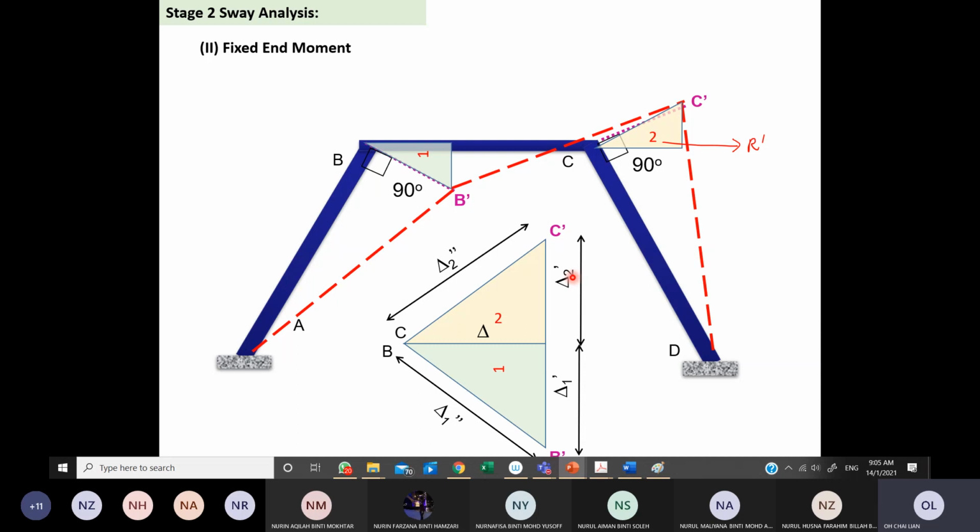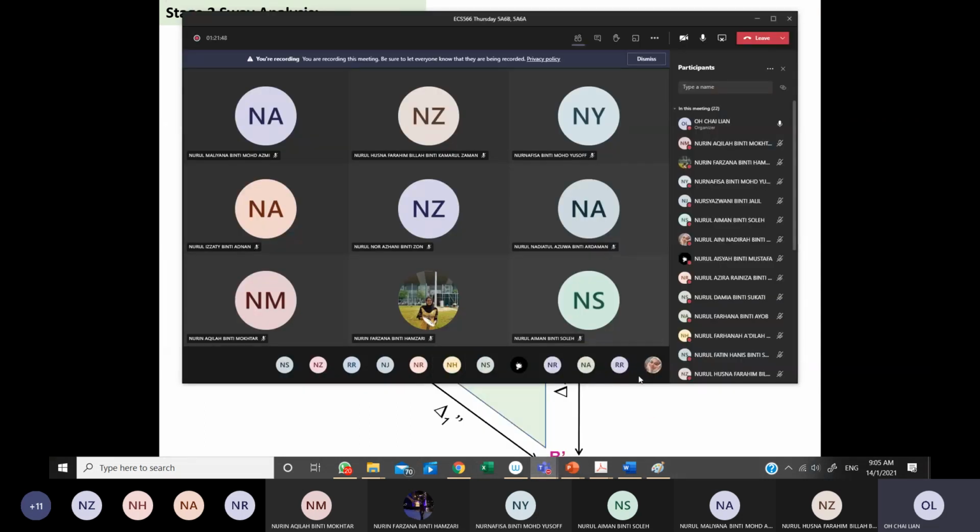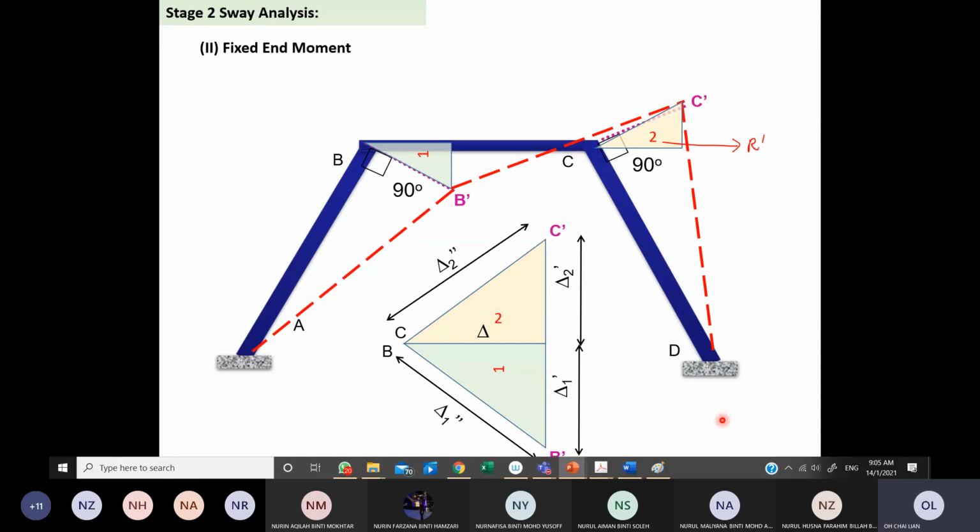I have also put the number 2 here, but because this is symmetrical in terms of geometry, this delta 1 double prime is actually the same as delta 2 double prime, and delta 1 prime is actually the same as delta 2 prime. Let me know, raise your hand if you're not ready to move to the next slide. I suppose you have got this right.